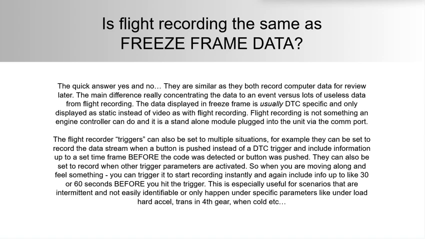So when you're moving along and feel something, you can trigger it, start recording instantly, and again, include up to like 30 or 60 seconds before the trigger. This is especially useful for scenarios that are intermittent and not easily identifiable, or only happen under specific parameters like under a load, hard acceleration, transmission in fourth gear, when it's cold, etc.